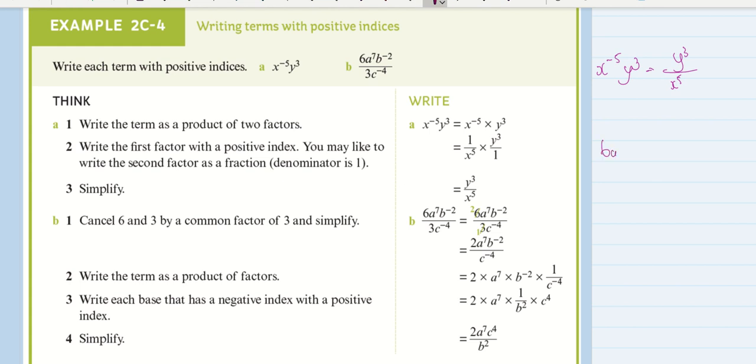Let's have a look at the next one. Okay, we've got 6a to the 7, b to the power of negative 2, over 3, that's meant to be a 3, 3c to the negative 4. So anything with a negative indice just swaps sides. But we should also simplify by cancelling through in the fractions. Now 6 divided by 3 is 2, so that's like saying 2 over 1. So I can just cancel that out. So we've now got 2a to the power of 7. Now b to the power of negative 2, so that goes below the line. The 3, well, we did that before, and that c to the power of negative 4 goes above the line now.